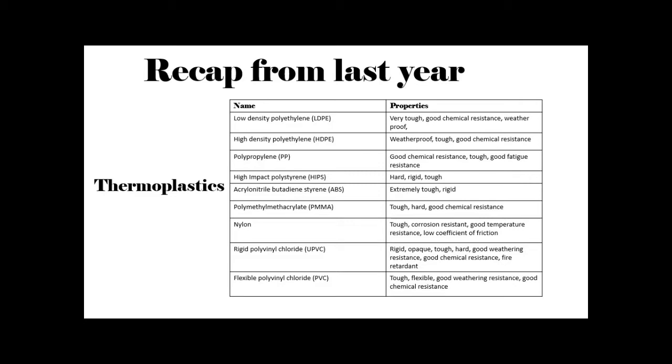Nylon, which is corrosion resistant, good temperature resistance, and low coefficient of friction, which means if it rubs it doesn't cause a lot of friction, doesn't create heat or anything like that. UPVC, so that is slightly different to PVC. UPVC is rigid, opaque, tough, good weather resistant and fire retardant. And then you've got PVC, which is tough, flexible, good weather resistant. So the difference between UPVC and PVC is PVC is flexible and UPVC is rigid, so it's solid.